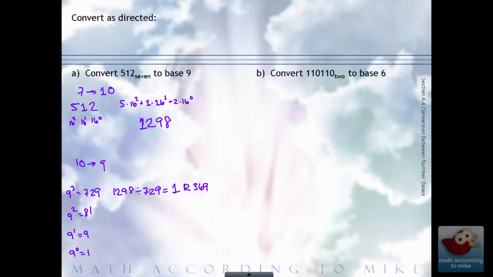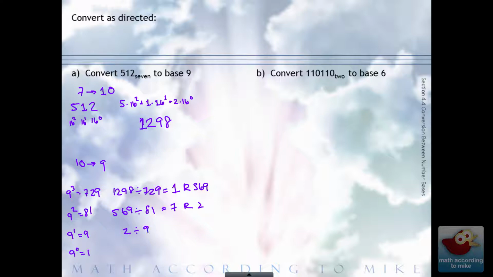If you want to see where I'm getting these remainders from, please watch the previous video of converting from base 10. So now we take 569 and we're going to divide it by 81. That occurs 7 times with a remainder of 2. Well, that's nice. Careful with the next one.